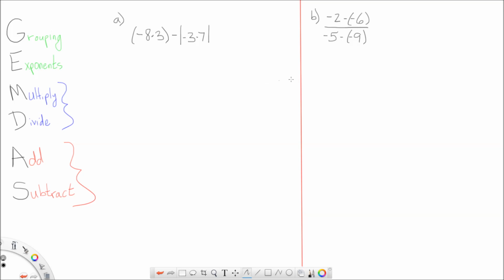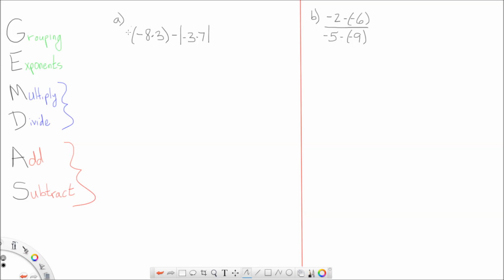So let's do a couple examples and see how this new order of operations works. Now let's look at these two examples. I replaced the P over here with the G, and now we're going to look at this first example. The first thing we have to do is look for any grouping. So we have parentheses and absolute values, and they're not contained in each other. They're each separate, so we can do these two things at the same time.